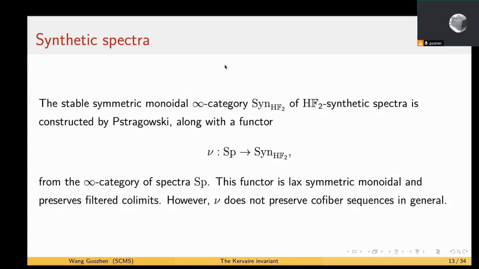Next, let's review the theory of synthetic spectra. The stable symmetric monoidal infinity category of HF2 synthetic spectra is constructed by Pstrągowski, along with a functor nu from the classical spectra to HF2 synthetic spectra. That functor is lax symmetric monoidal and preserves filtered colimits. However, nu does not preserve cofiber sequences in general.